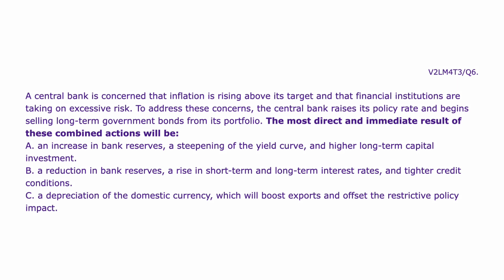A central bank is concerned that inflation is rising above its target and that financial institutions are taking on excessive risk. To address these concerns, the central bank raises its policy rate and begins selling long-term government bonds from its portfolio. The most direct and immediate result of these combined actions will be: A. An increase in bank reserves, a steepening of the yield curve, and higher long-term capital investment. B. A reduction in bank reserves, a rise in short-term and long-term interest rates, and tighter credit conditions. C. A depreciation of the domestic currency, which will boost exports and offset the restrictive policy impact.